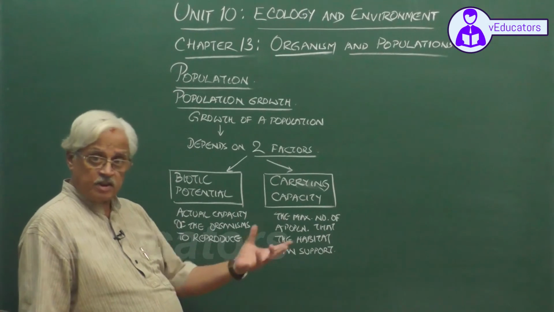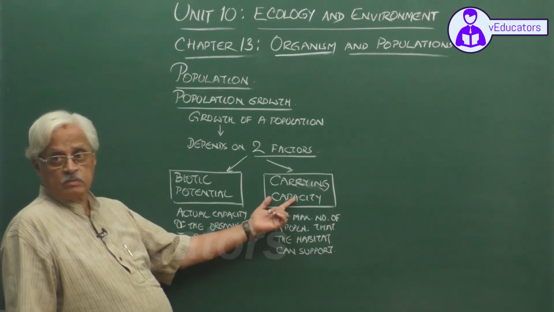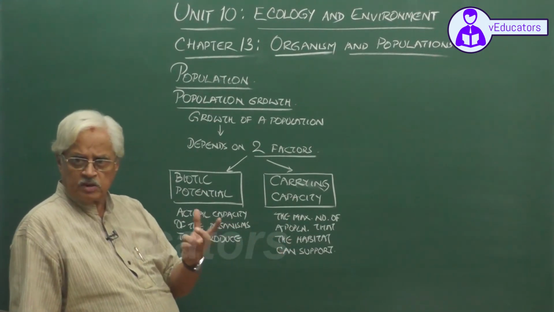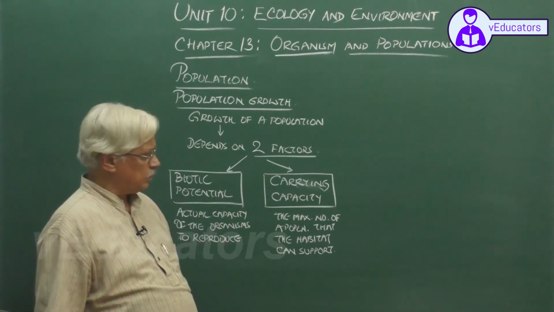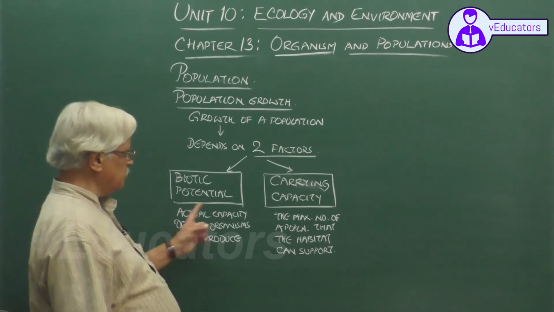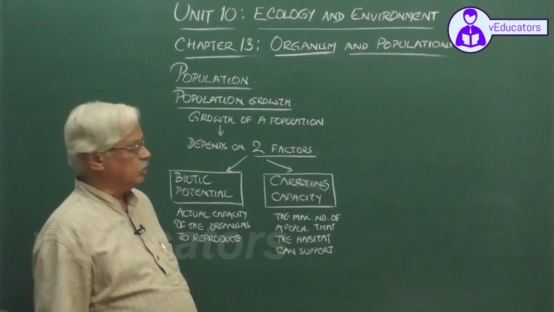So any habitat, the entire earth for that matter, has a carrying capacity. It can support a particular number of individuals in terms of the available resources. Beyond that, it cannot support. So these two characteristics decide the population growth.